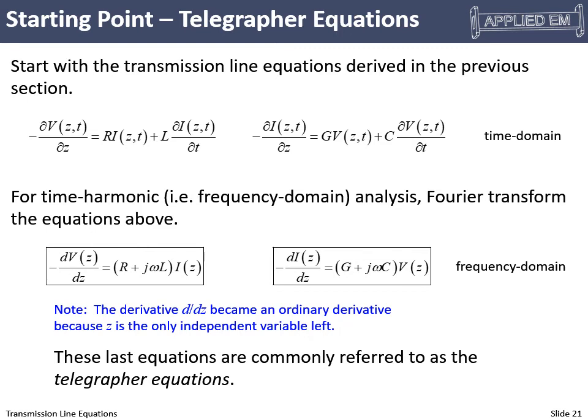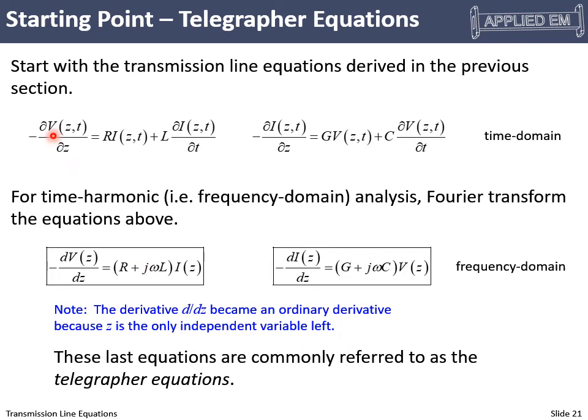When we do that, we end up with these two equations. And so the Fourier transform of this term is just R times I. It really doesn't change a whole lot other than t becomes omega. But this term, we have a derivative with respect to time. So we end up getting L times j omega times this current. And that's the j omega down here.